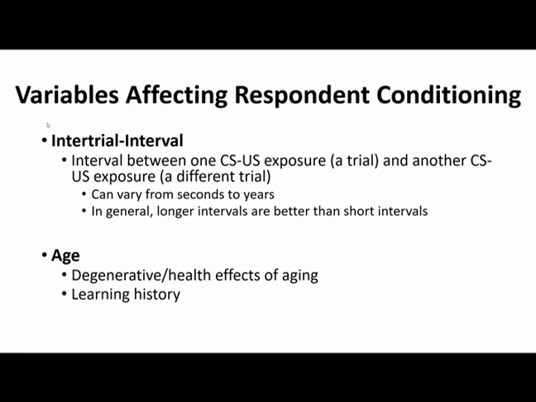And our last thing of variables affecting our respondent conditioning, we should also take into account age. As we get older, we mature, we change, our brains work differently. We should also take into account some of the effects of health and aging. So learning and how we condition different responses will change based on what stage of our lives we're at. Also, learning history can influence that. As we are older, we have more experience, more prior exposure to things, and that changes how we learn new things as well. So it's always a good idea to keep in mind the age and the relative history of whatever organism you're looking at.